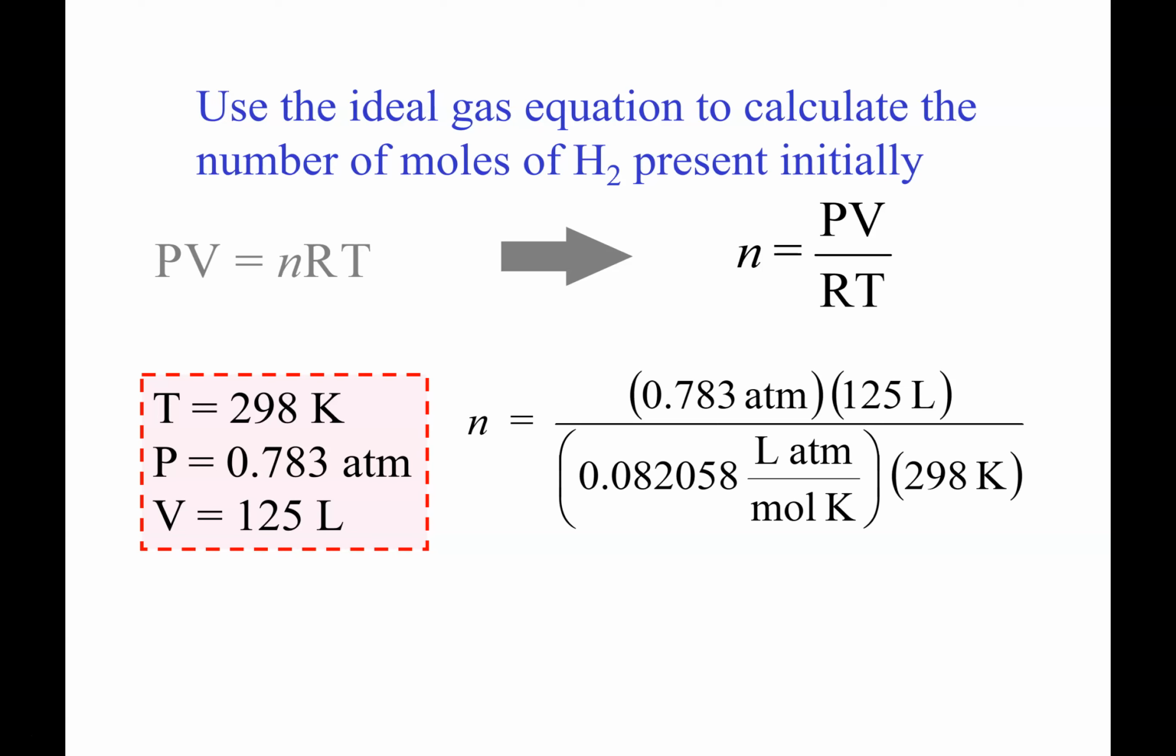So n is equal to PV, that's 0.783 atmospheres, also in the numerator, volume 125 liters. In the denominator, we have RT, that's 0.082058, the units of R are liters atmospheres per mole Kelvin. And then we also have temperature in the denominator, which is 298 Kelvin.